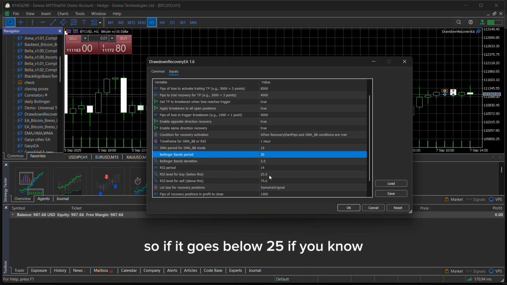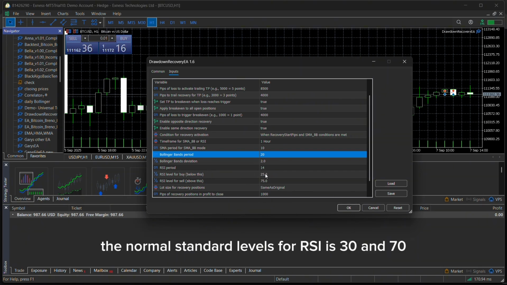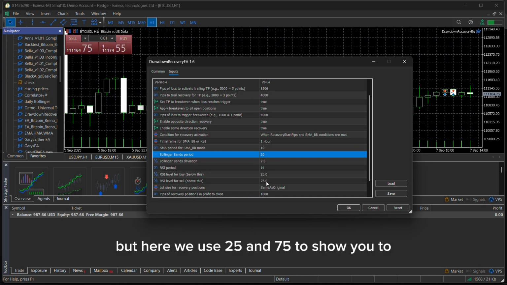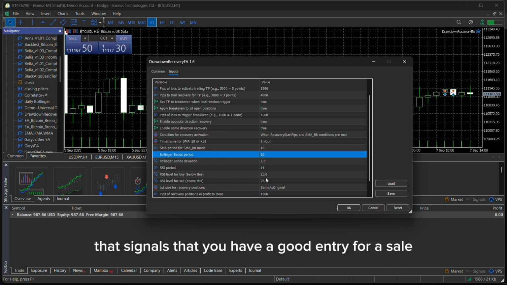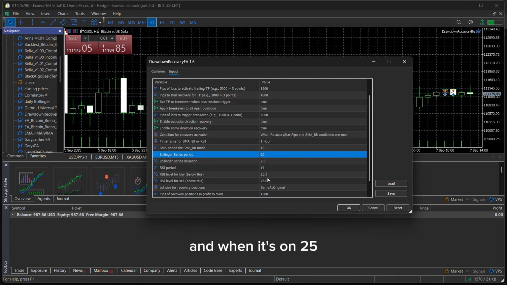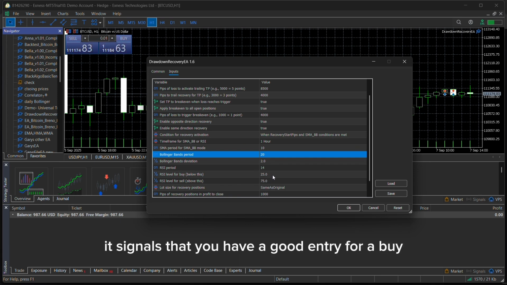RSI level for buy, below this. So if it goes below 25, if you note, the normal standard levels for RSI are 30 and 70. But here we use 25 and 75 since we are already in a drawdown. If we use 70 and 30, sometimes it goes further to even 75. But when it's at 75, that signals that you have a good entry for a sell, and when it's at 25, it signals that you have a good entry for a buy.